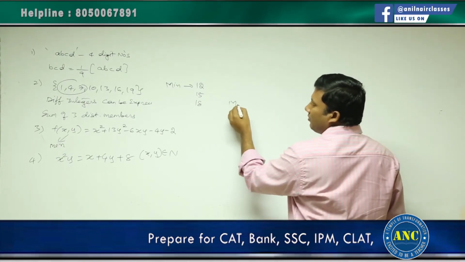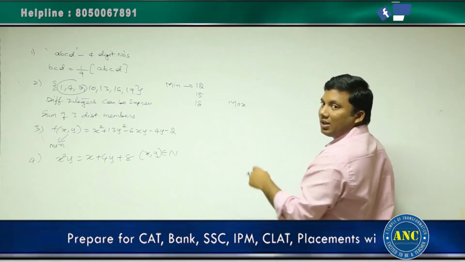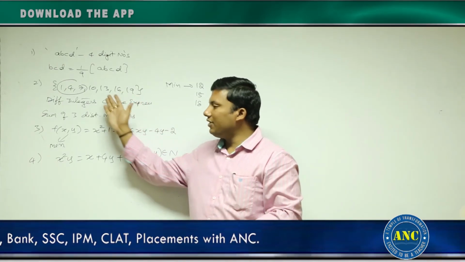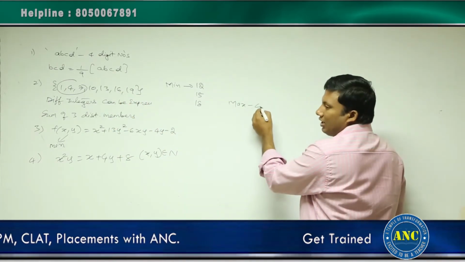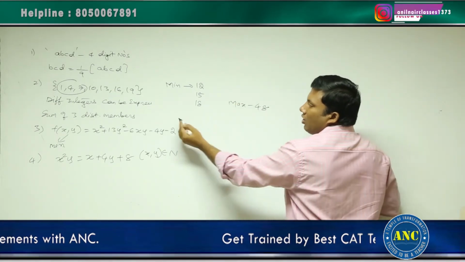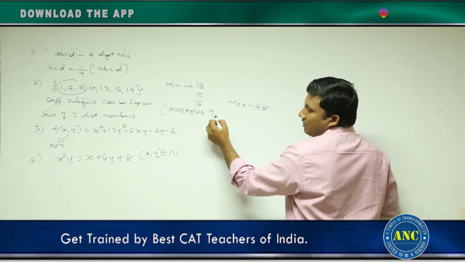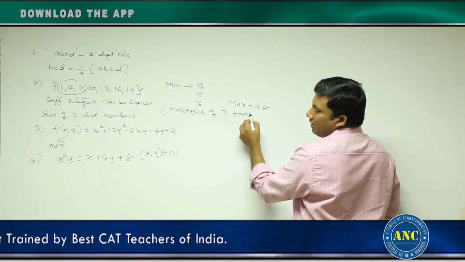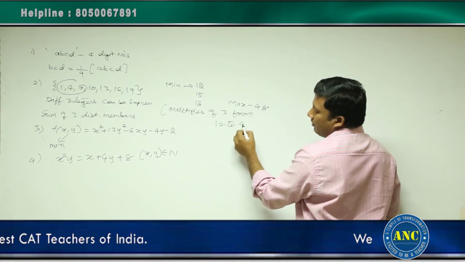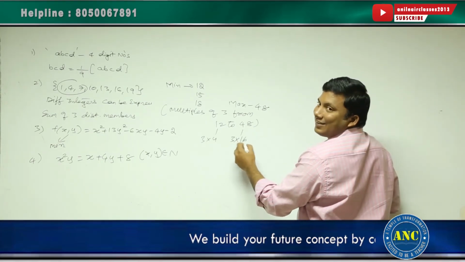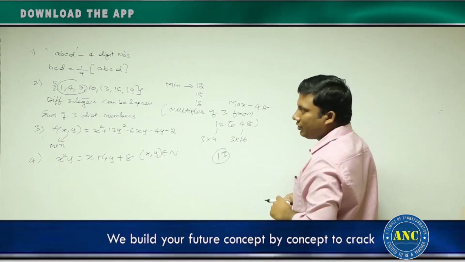What is the maximum value? Minimum is when I take the lowest 3. Maximum is when I take the highest 3. 48. That means you are getting all the multiples of 3, from 12 to 48. 3 4s are 12, 3 16s are 48. What is the answer? 30. Second one.